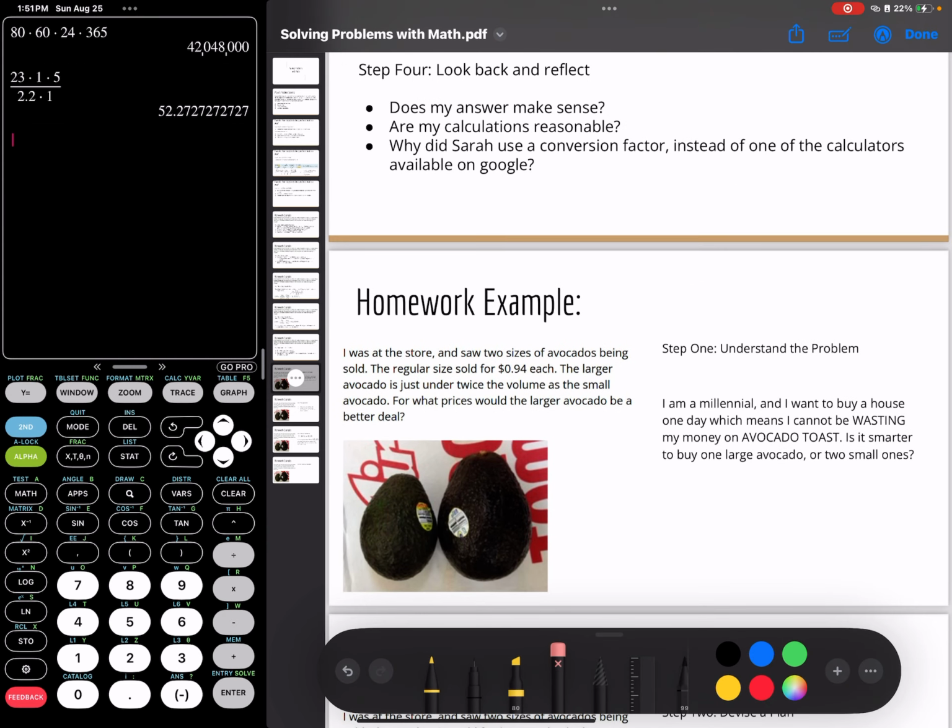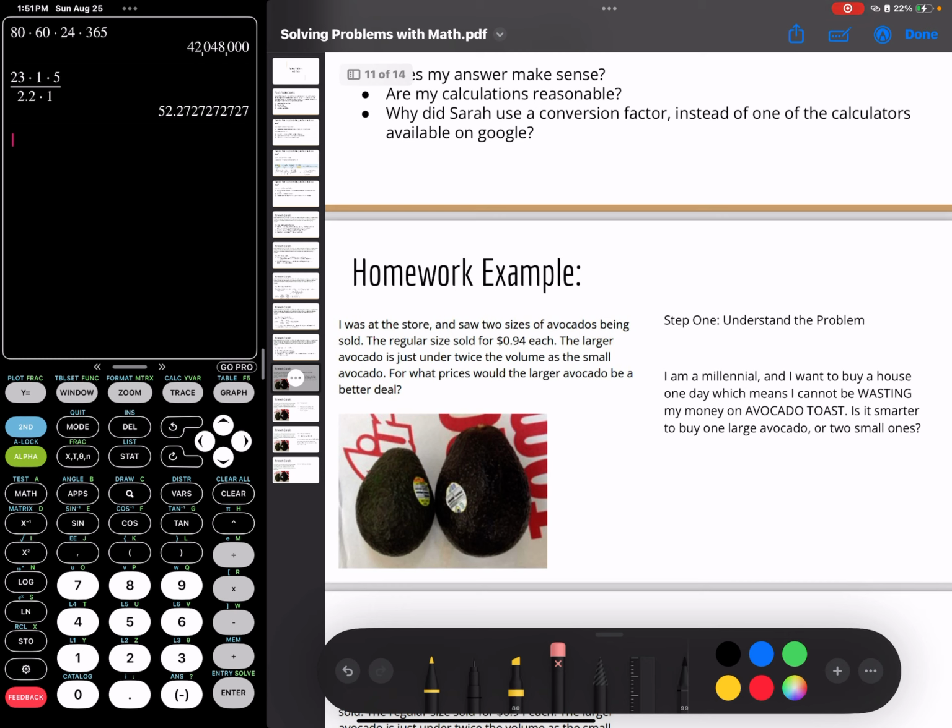Let's try another homework example. All right. So here's one of the ones at the homework that you'll see. You'll recognize it as soon as you open it up. It says, I was at the store and I saw 2 sizes of avocado being sold. The regular size sold for 94 cents each. The larger avocado is just under twice the volume as the small avocado. So for what prices would the larger avocado be a better deal?